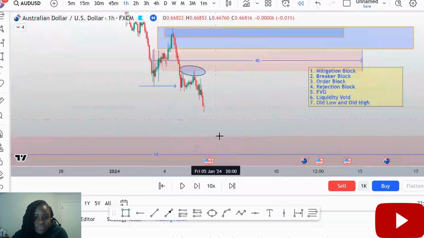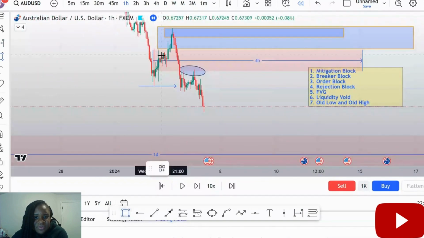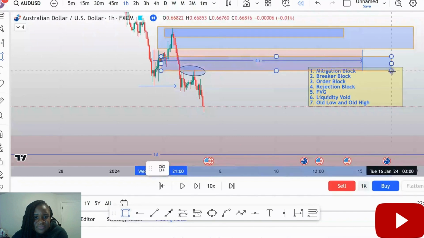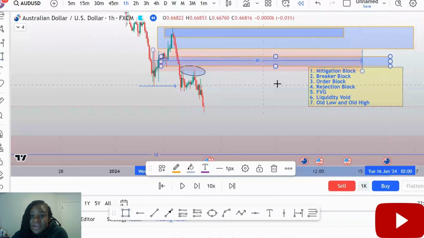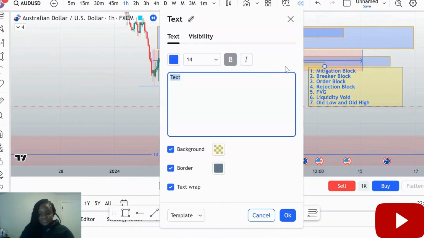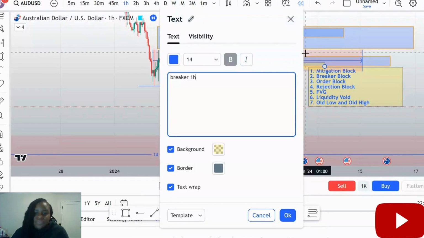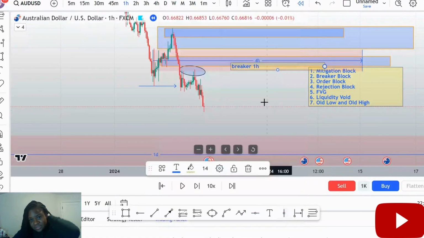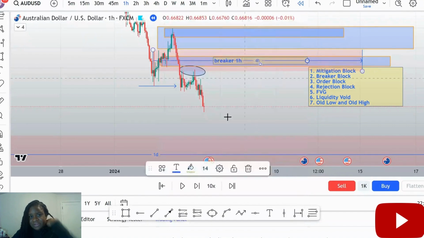Now in this environment here, I'm seeing a minor mitigation block here, or what I call a breaker block on 1 hour. It's a minor one. I might just label it as a reminder, just to help myself remember that something is actually there that might react.